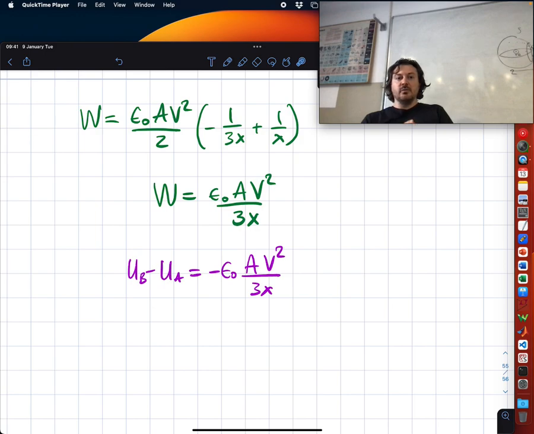Okay, so what's going on? We are doing work on the system, but then we are writing the change in the energy of only part of the system, which is the capacitor. We should also consider the change in the energy of the battery. Do you see it? Yes?